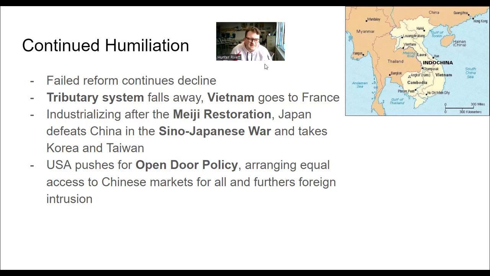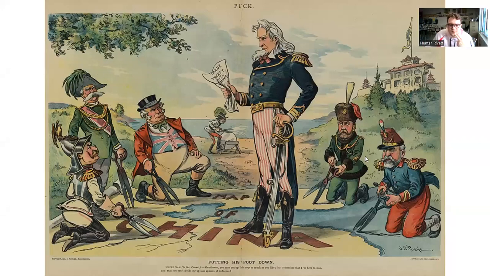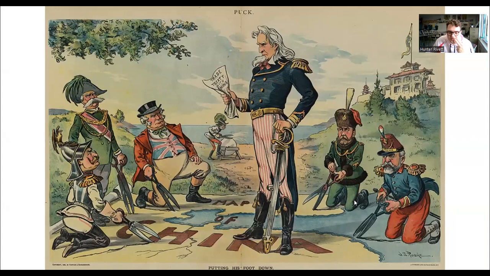It's in 1899. It's the final nail in the coffin for China. China won't make it 12 more years. The Qing dynasty won't. Here's a political cartoon from Puck putting his foot down.